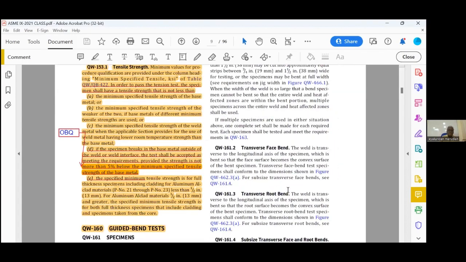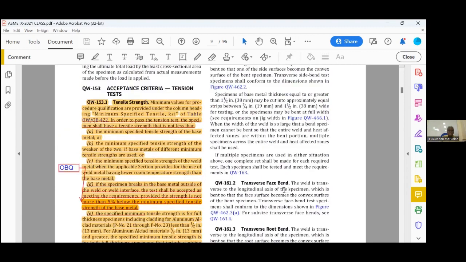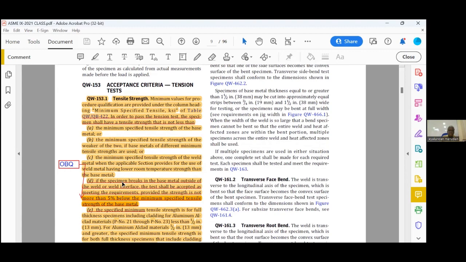The next page, acceptance criteria, page number 18, tensile test. Minimum values for procedure qualification under this one. In order to pass, you can highlight the A. Minimum specified tensile strength of the base metal. Minimum specified tensile strength of the weaker of the two. If the base metal minimum tensile strength is used, the minimum tensile strength of the weld metal when the applicable section provides for the use of weld metal having lower tensile strength. And D is very important.